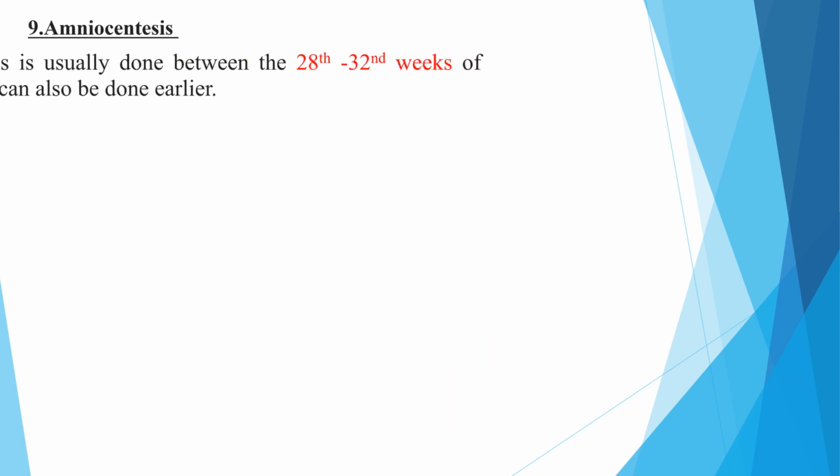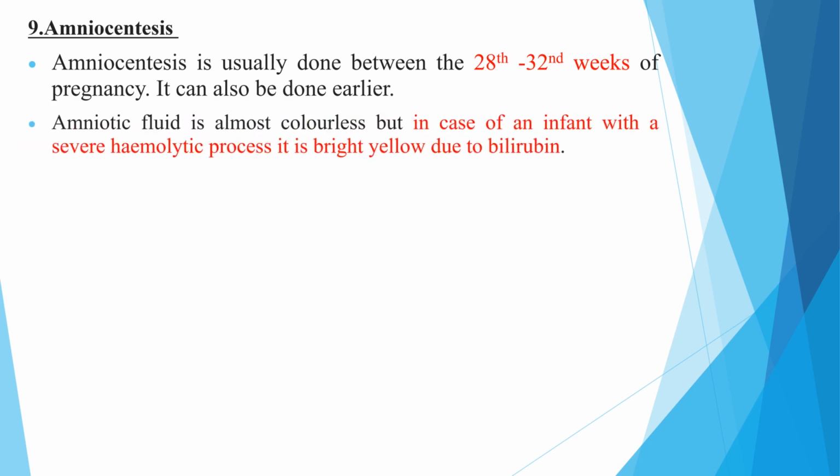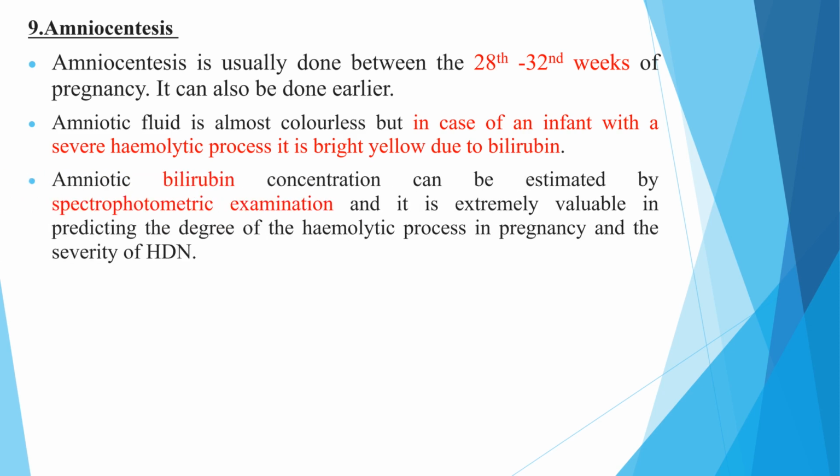9. Amniocentesis. Amniocentesis is usually done between the 28th to 32nd weeks of pregnancy. It can also be done earlier. Amniotic fluid is almost colorless, but in case of an infant with a severe hemolytic process, it is bright yellow due to bilirubin. Amniotic bilirubin concentration can be estimated by spectrophotometric examination, and it is extremely valuable in predicting the degree of the hemolytic process in pregnancy and the severity of HDN.